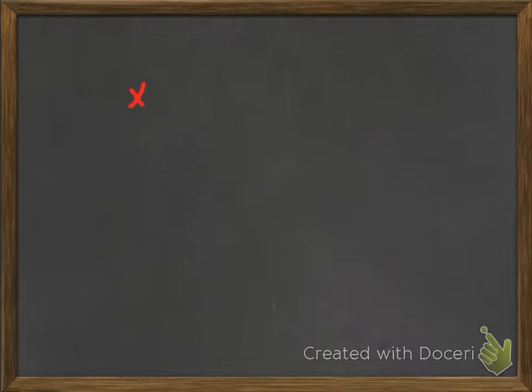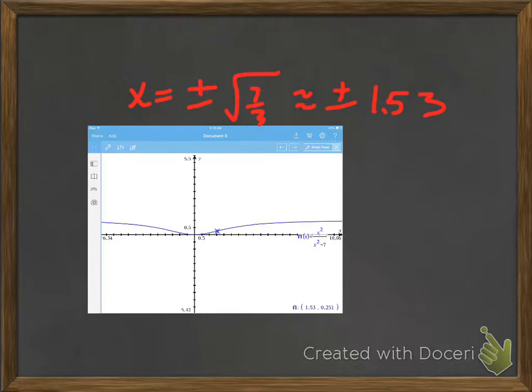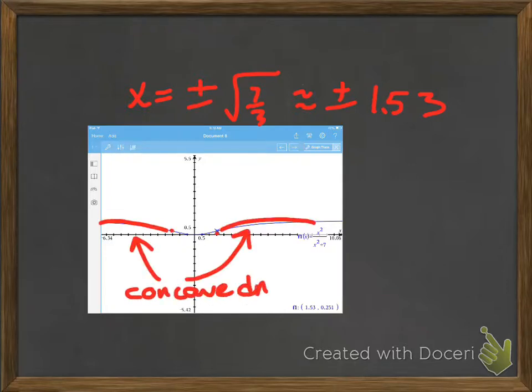So now we got our two solutions, and what we'll do with those is we're going to look at the graph. It's about 1.53. If you look at the graph of this, which I have down below, there's 1.53 and negative 1.53 on the other side. Those are my places where the concavity changes. So we have concave down outside of those two values, and in the middle is concave up.